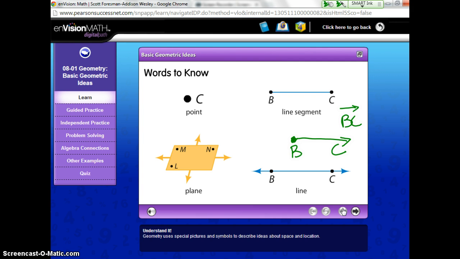Here's my example on my board, line DE. It doesn't matter if you draw it the other way. That makes no difference. And it doesn't matter which comes first. That doesn't matter either. Okay? We just have to be careful today when we're practicing that we put the right symbols above.